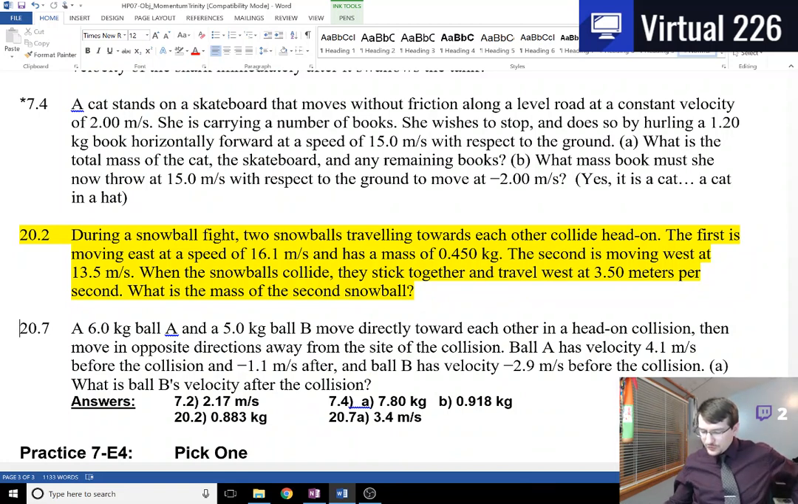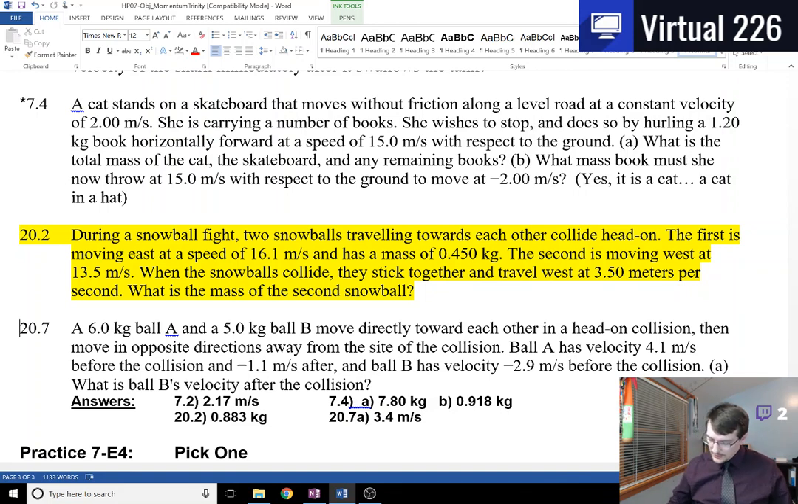During a snowball fight, two snowballs traveling towards each other collide head-on. The first is moving east at a speed of 16.1 meters per second, has a mass given as 0.45 kilograms. The second is moving west, opposite direction, at 13.5 meters per second. When they collide, there's an inelastic collision, meaning they stick together, and they travel west at 3.5 meters per second. We want to know what is the mass of the second snowball here.